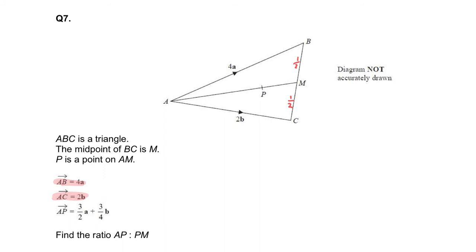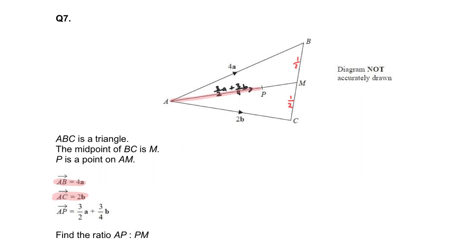Okay. So this is 3 over 2 A plus 3 over 4 B. And this is only A to P, isn't it? So I'm just going to, that's only that section. Okay, it says find the ratio of AP to PM. Okay, so how do we get from A to M?